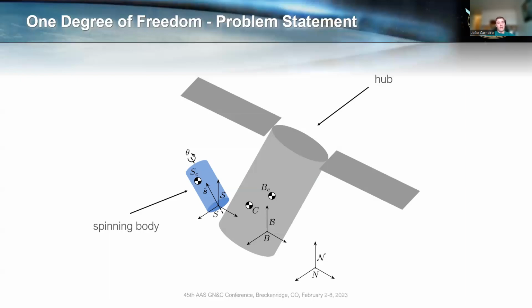That would be attitude and angular velocity of the system. And then we have an additional degree of freedom that is the angle about S hat, right? So how do we actually go from here? How do we actually go about deriving the equations of motion?